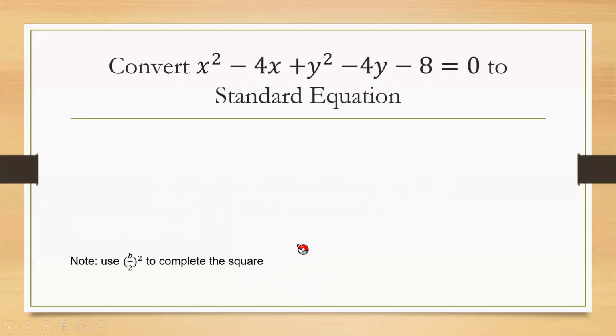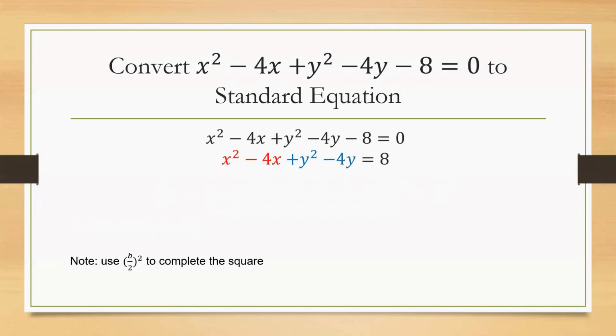Next, convert x squared minus 4x plus y squared minus 4y minus 8 equals to 0 to standard equation. So note, we have to use b over 2 squared to complete the square. So first, we have to separate or visualize the separation between the x's and the y's. And also, we have to transpose or transfer -8 to the other side. So it becomes +8.